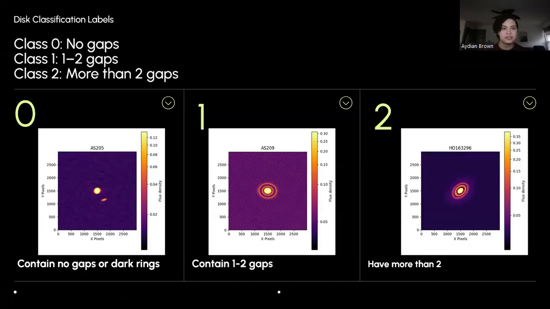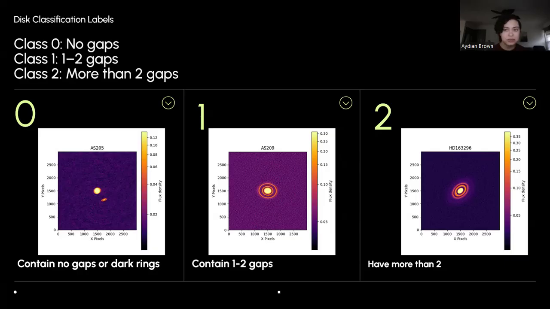All right, on to disk classification labels. I categorized the disks into 3 main classes based on the number of gaps detected. Class 0 disks are smooth with no visible gaps, typically very young systems. Class 1 disks contain 1 to 2 gaps, and Class 2 disks have more than 2, with sometimes up to 26, but not in these cases.